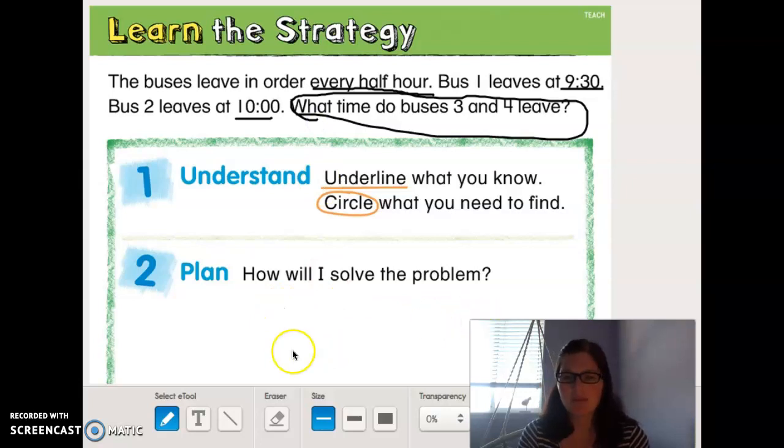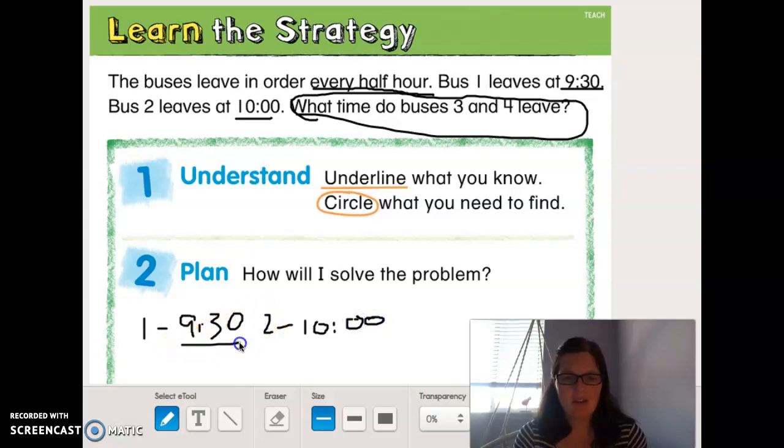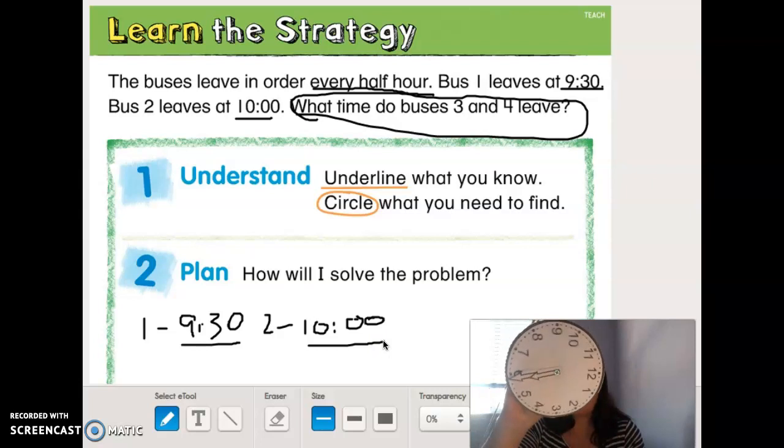How am I going to solve this problem? I'm going to think about what I know. One bus leaves at 9:30. Let's see if I can make those dots. They're really hard. 9:30. Second bus leaves at 10. So now I have to look and say, okay, that's right. They told me every half an hour these buses are leaving. So if I see my pattern, 9:30 and 10, I'm going to use my little clock to help me figure this out.